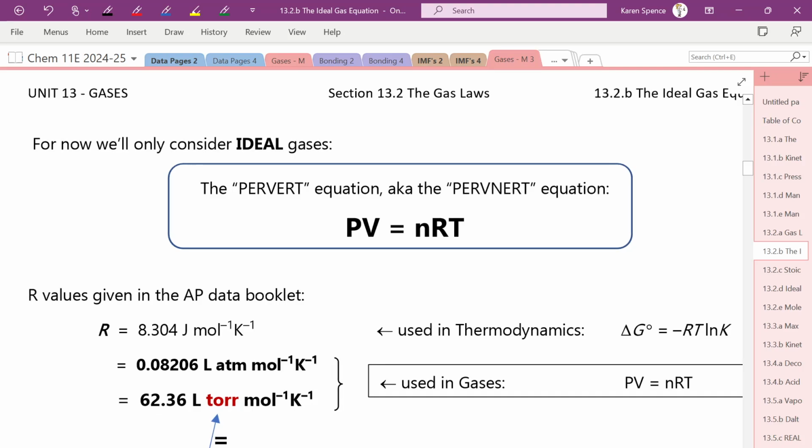For now, we'll consider only ideal gases. We'll worry about real gases way down in 13.5c. Okay, so we're not going to worry about them until the very end of this section.